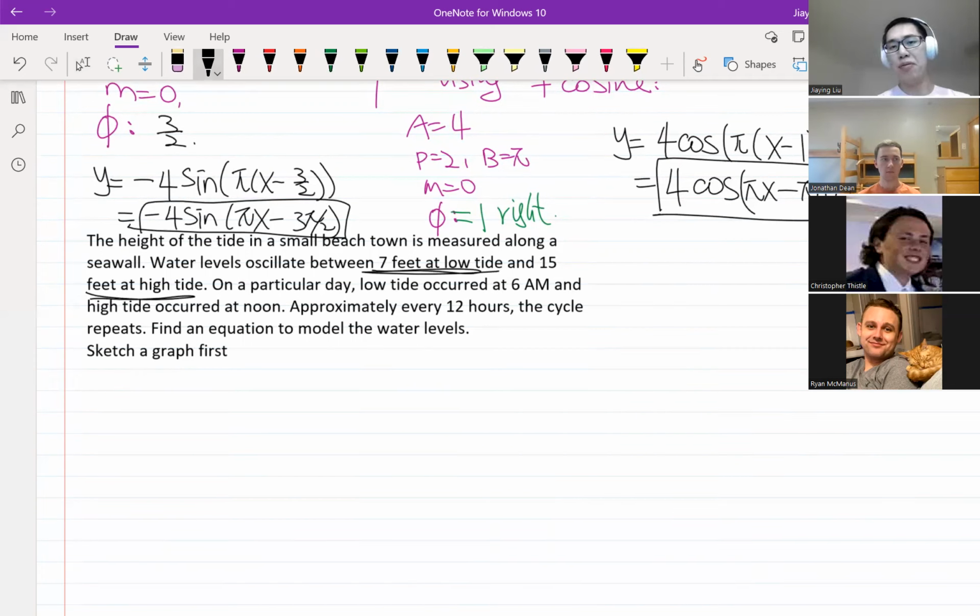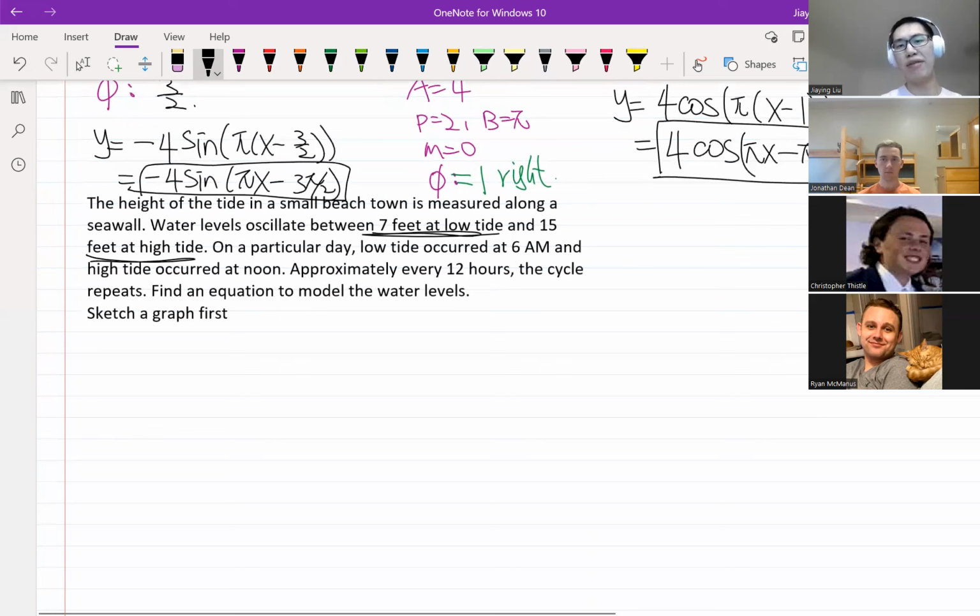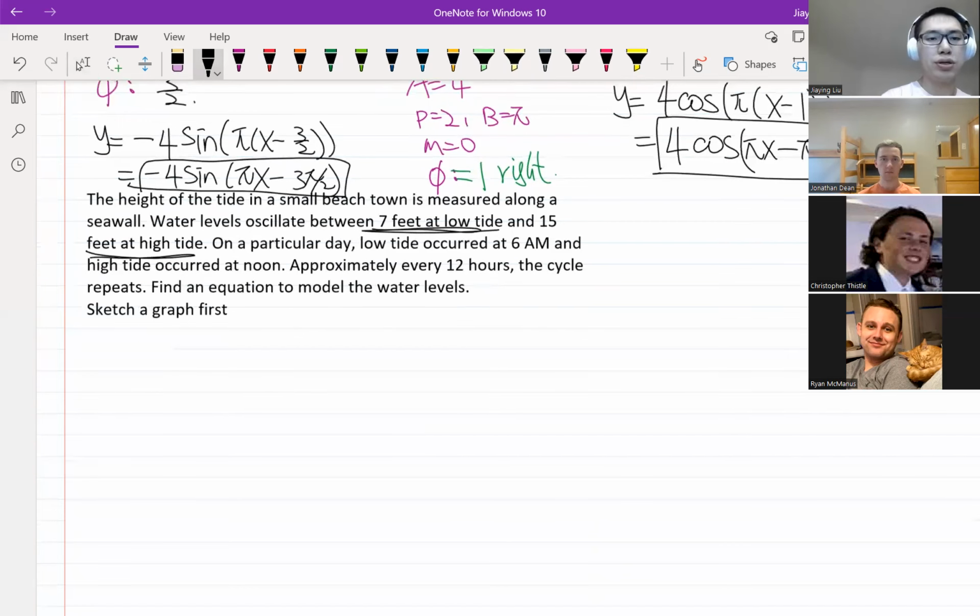And for any problem like this that oscillates or is periodic, it's always good to begin with a quick sketch. Just graph a few important points. So I'm going to try to do it here.